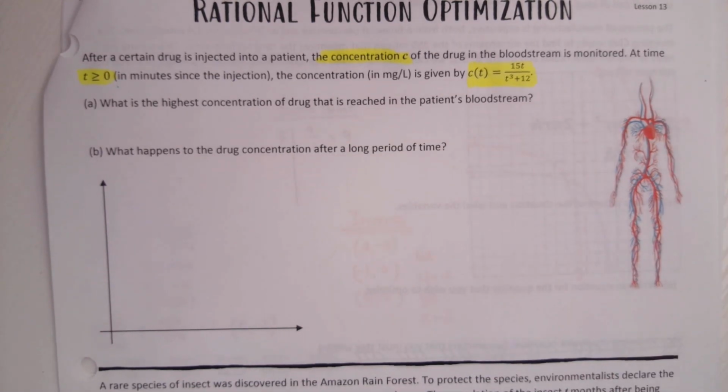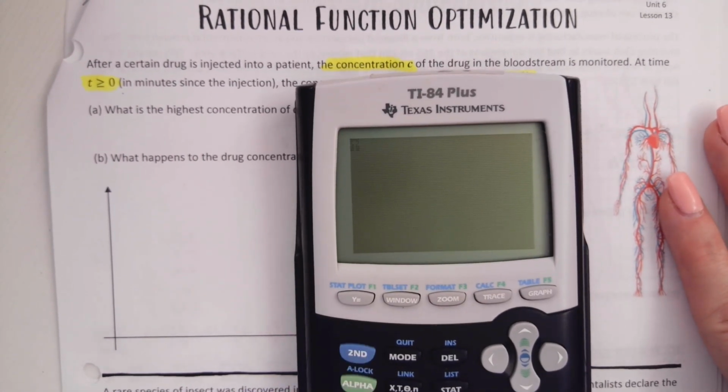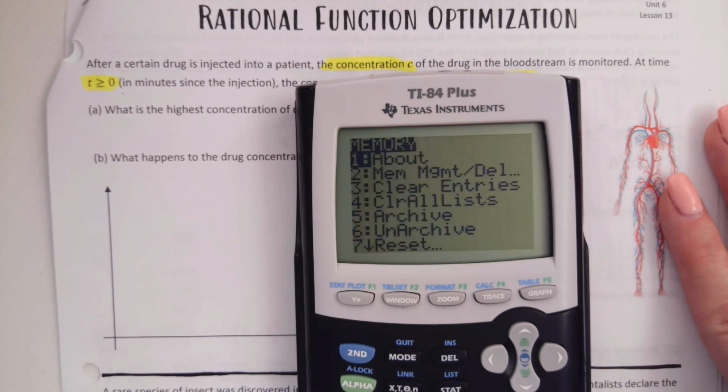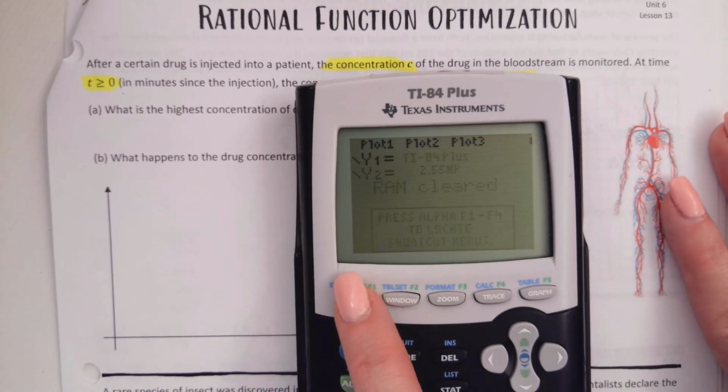First thing we probably want to do is just clear the memory. Algebra 1's been using these a lot, so who knows what they have typed in. How do we clear the memory again? Second, and then the plus sign, and then we type 712. Okay. And then to graph, where are we going to go? Y equals on the top left.